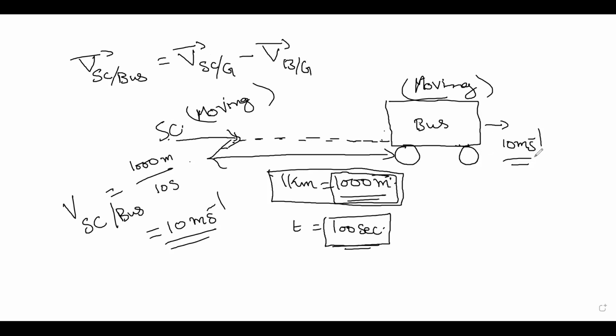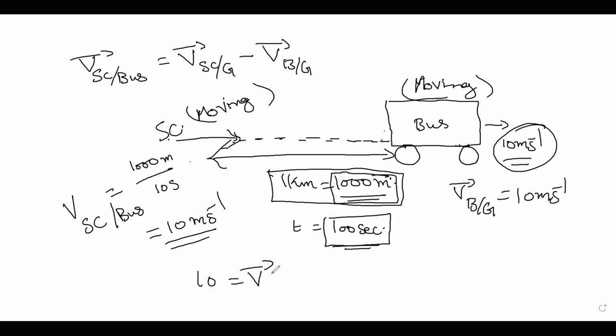But they have given the velocity of the bus with respect to ground, that is 10 meters second inverse. This is what they have given. Velocity of the bus with respect to ground is 10 meters second inverse. They have already given this. So when you substitute that, this is 10, we already got.